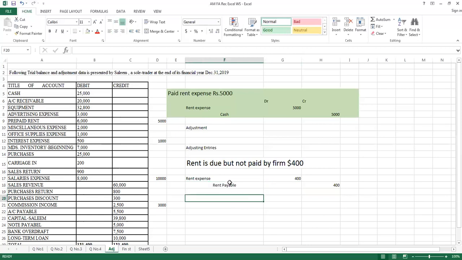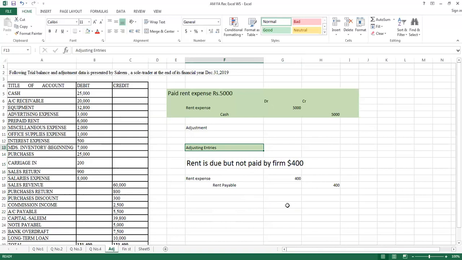So student, this rent payable is showing that we are committed to pay, but right now we didn't pay this amount. This kind of entry, when we record at the end of the year, adjusts your trial balance and gives you better information about your business. So these entries are called adjusting entries.